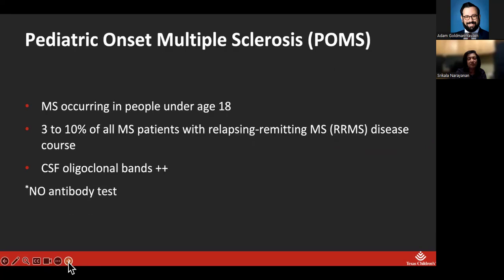So pediatric onset multiple sclerosis is basically defined as MS occurring in people under age 18, and it's a small percentage of cases, about 3 to 10% of all MS patients occur in the pediatric population. And in peds, they are more often relapsing-remitting. CSF oligoclonal bands are strongly positive, because there is no serum or CSF antibody test for MS, unlike what we saw for MOG and NMO.